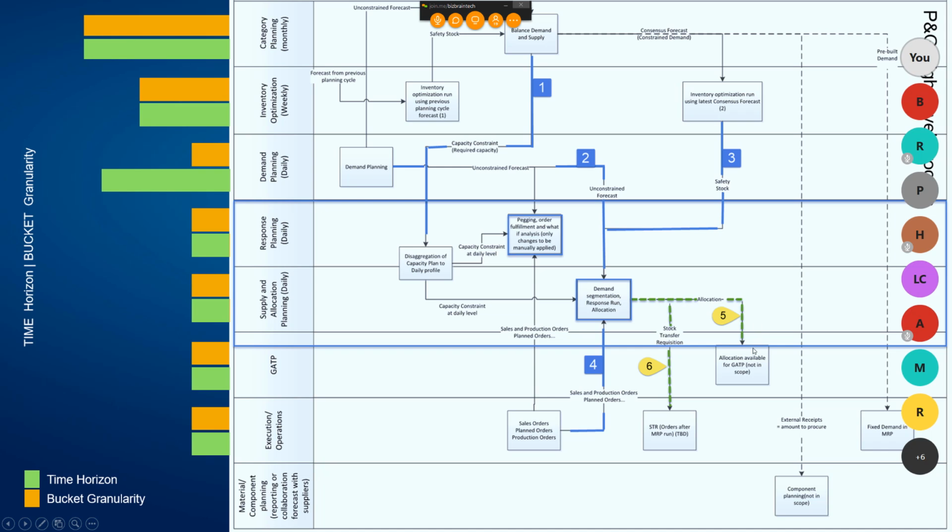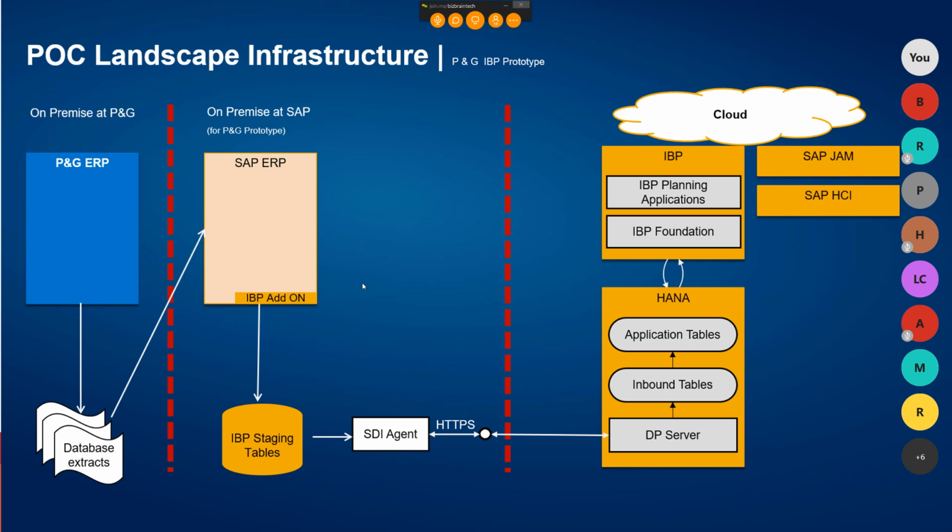With this we executed, and whatever allocations we generated were sent to the GATP system, that is the execution level, and all the STRs were sent to the MRP run for MRP in ECC. So that prototype was a complete solution prototype, like S&OP, inventory, and response and supply. All were there. And this was the landscape which we used.